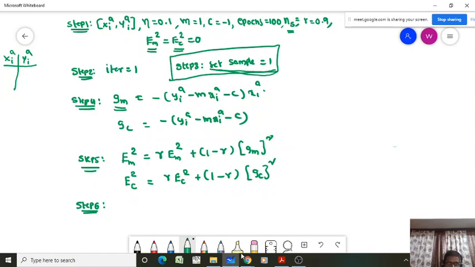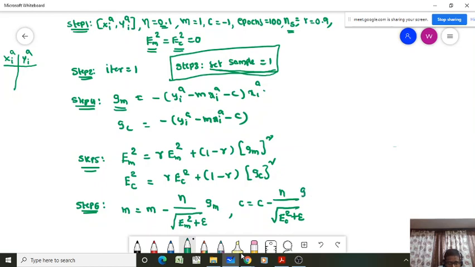M and c, sir. Yes. That means updation of the model parameters. So in step 6 we are going to update the model parameter, that m equal to m minus eta, that is the learning rate, divided by square root of EM2, that is the exponential decaying average of squared gradient, plus epsilon into GM. Similarly, you also update c as c equal to c minus eta divided by square root of EC2 plus epsilon into GC. Right? So like that, we are going to update our model parameters of the simple linear regression model. Those are m and c.